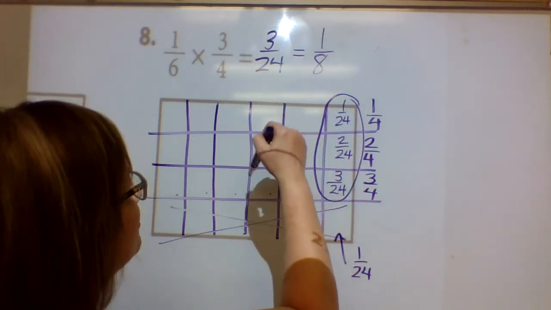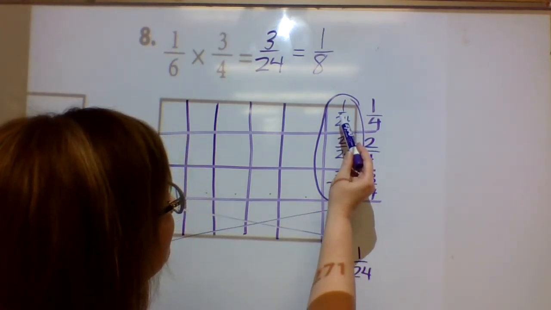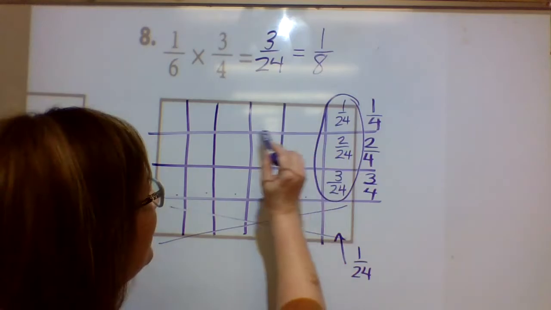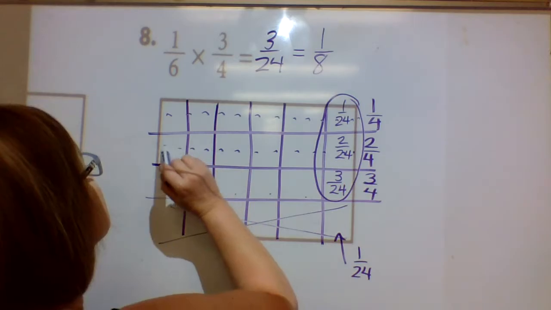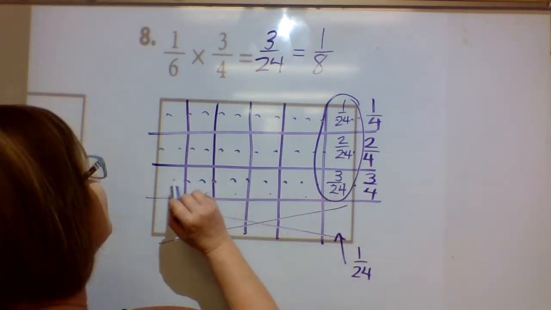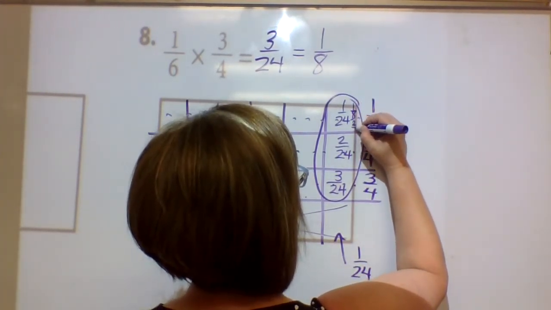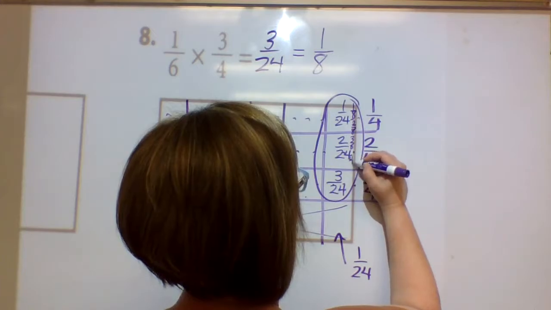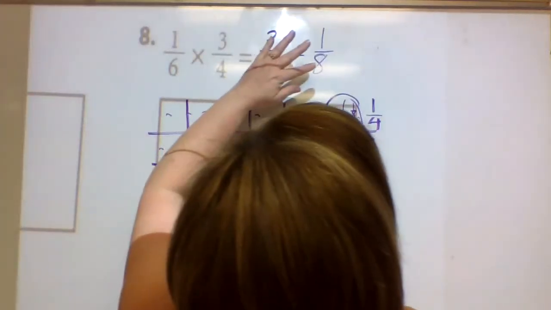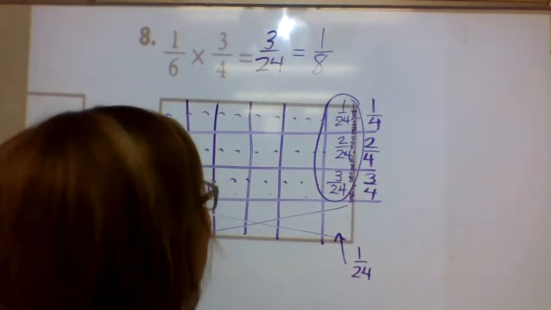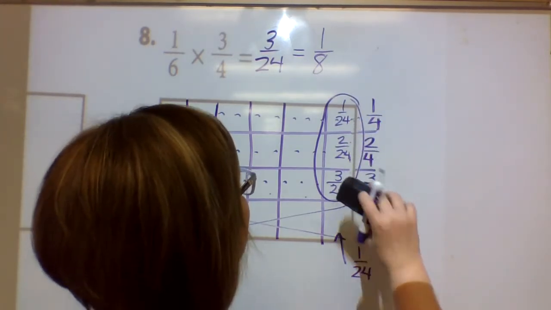So, and 1, 2, 3, 4, 5, 6. Okay, so for eighths, eighths would be half of the fourths. So each fourth would have to be into half. And so then you have 1/8, 2/8, there's 2/8 there, 3/8, 4/8, 5/8, 6/8. Oh, no, that's not what I meant to do. That's wrong. I didn't do that right at all.